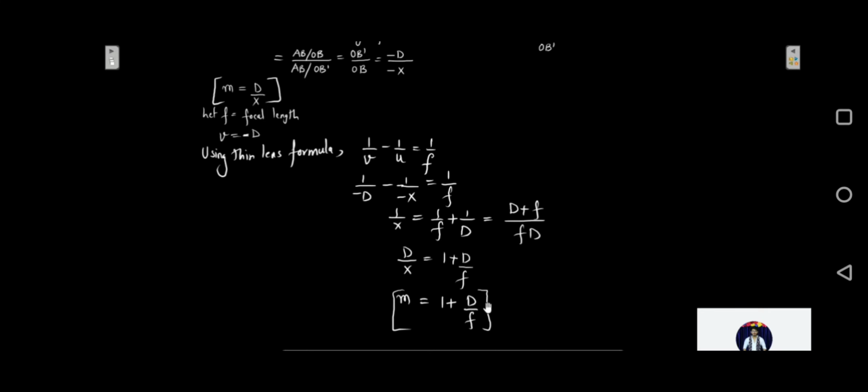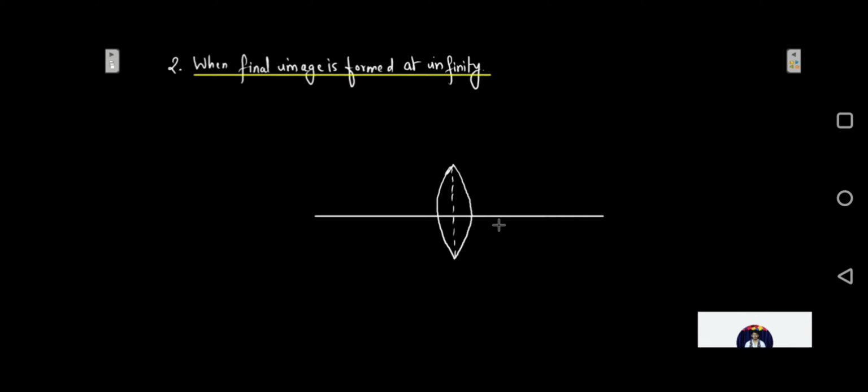So what can you say from here? We can say that the shorter the focal length of the convex lens, the greater will be the magnifying power. The greater will be the magnification that you are going to receive over here. That is what we can say from this equation. That is the relation between magnifying power and the focal length. So now let us look at the second case, when the final image is formed at infinity. So why do we require this image to be formed at infinity?